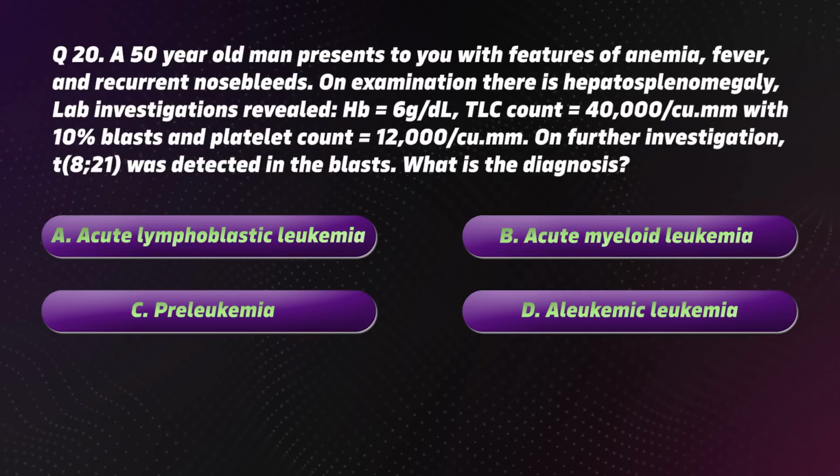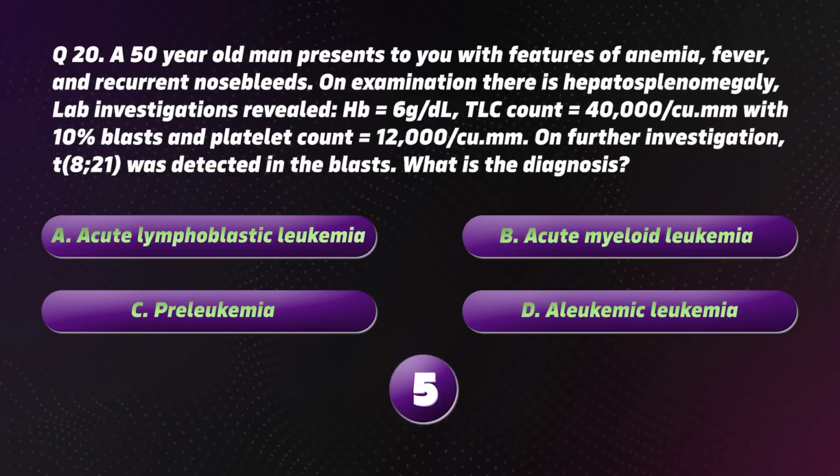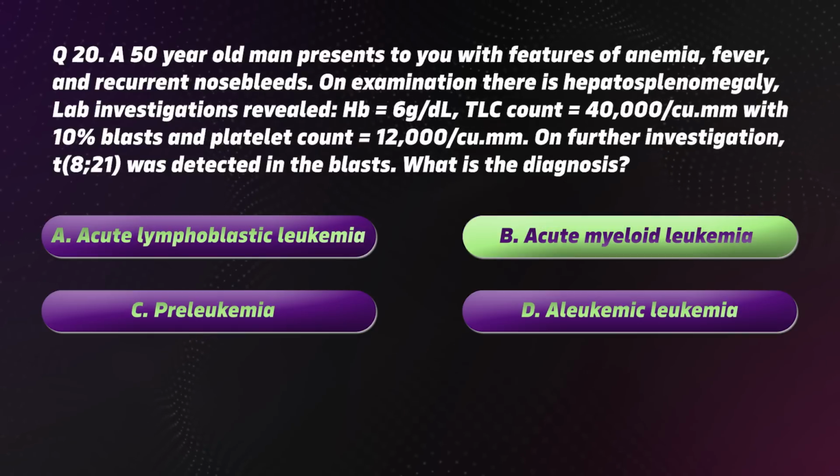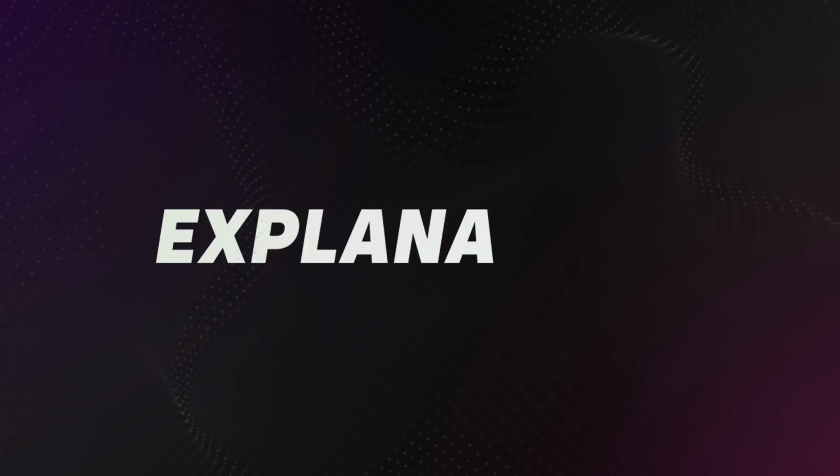Here are the options. A. Acute lymphoblastic leukemia. B. Acute myeloid leukemia. C. Preleukemia. D. Aleukemic leukemia. And the correct option is B, acute myeloid leukemia. Here is the explanation.